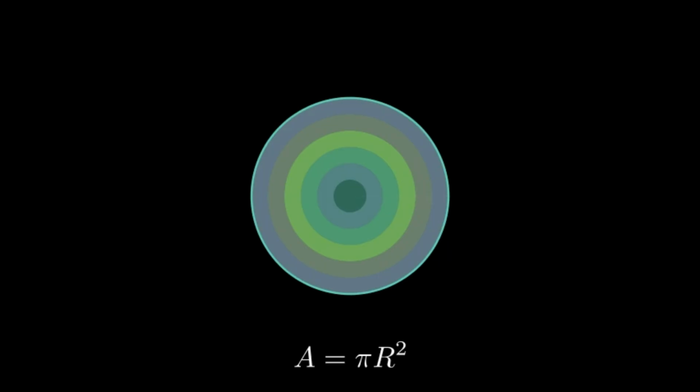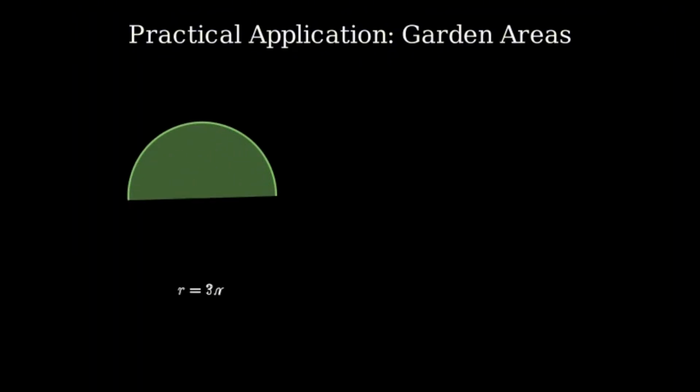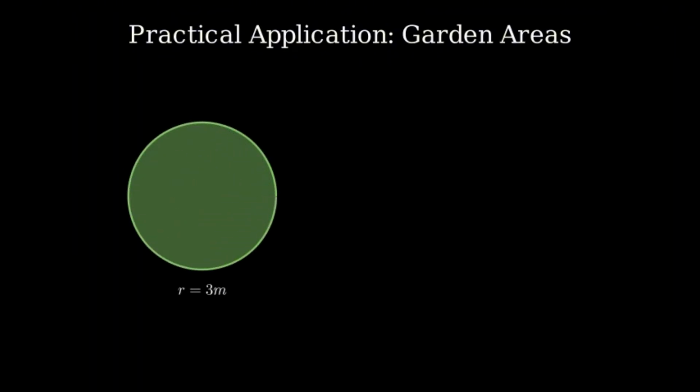These colorful concentric rings help us visualize how the area accumulates from the center outward, with larger rings contributing more to the total area due to their greater circumference. Let's explore a practical application of the circle area formula by comparing two different garden designs, one circular and one square. Here, we have a circular garden with a radius of 3 meters.